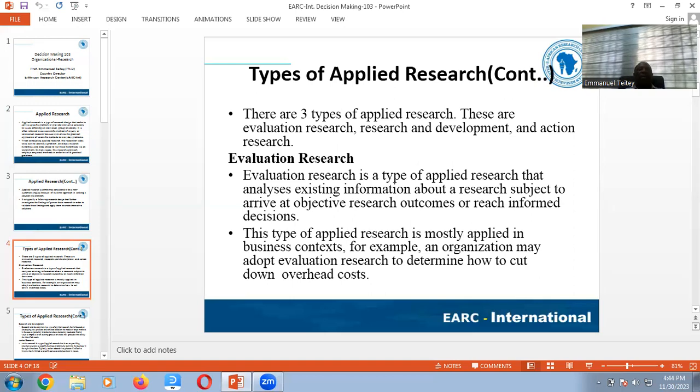So applied research is used in so many settings. Business organizations who want to know their profitability, business organizations who want to reduce their overhead expenses can use applied research.